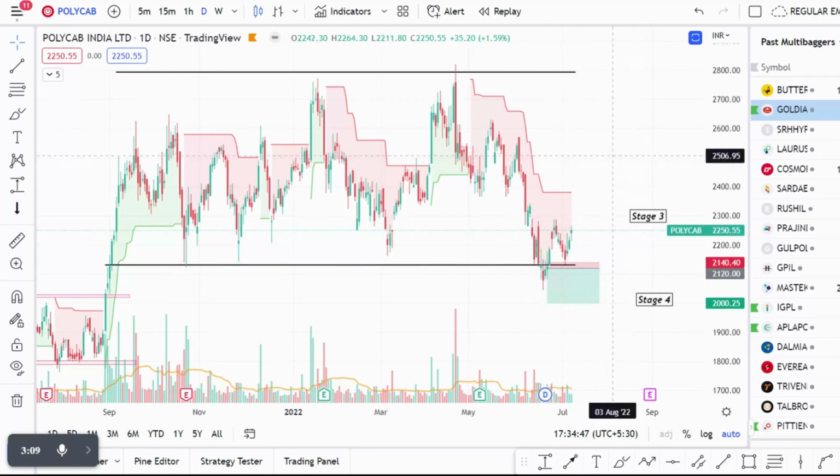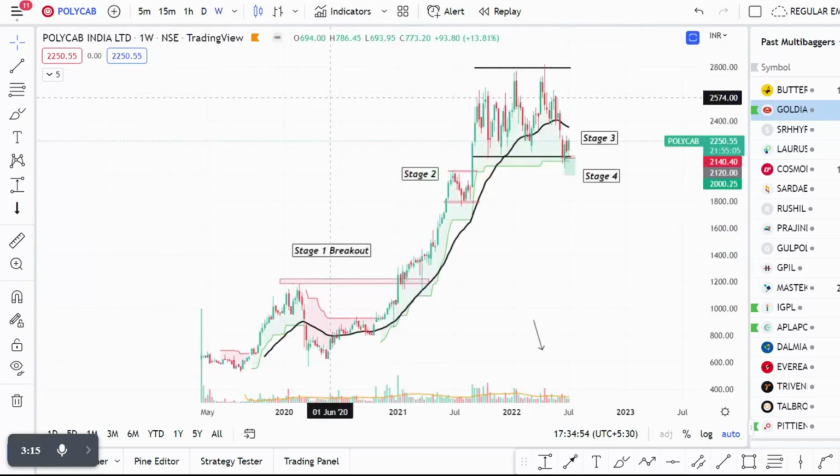Apart from that, if you use it on the weekly time period, then it can give you a lot better signals compared to the daily time period. As you know, super trend is a trend following indicator. It works really well in bullish markets for the buy side, and in bearish markets for the sell side, right?